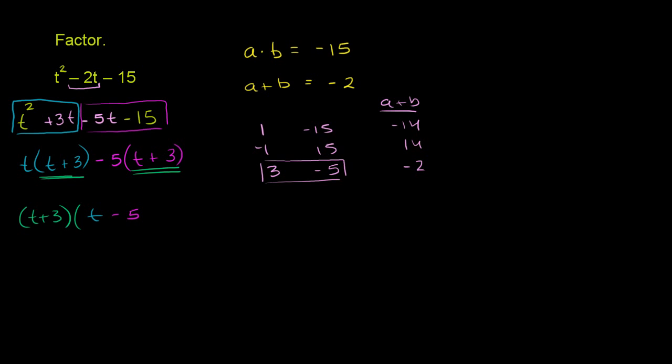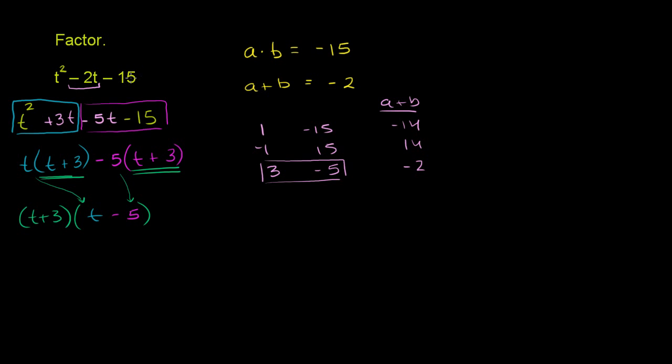And I want you to really make sure you feel good that these are really the same thing. If you take t times t plus 3 and factor out the t plus 3, you're just left with that t. If you take negative 5 times t plus 3 and you factor out the t plus 3, you're just left with that negative 5. But once you factor out the t plus 3 and you're just left with a t minus 5, you have fully factored this expression here.